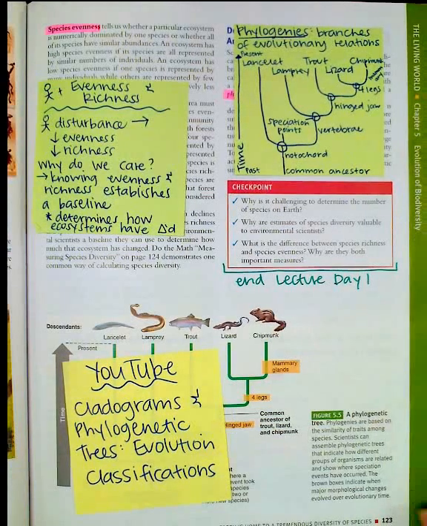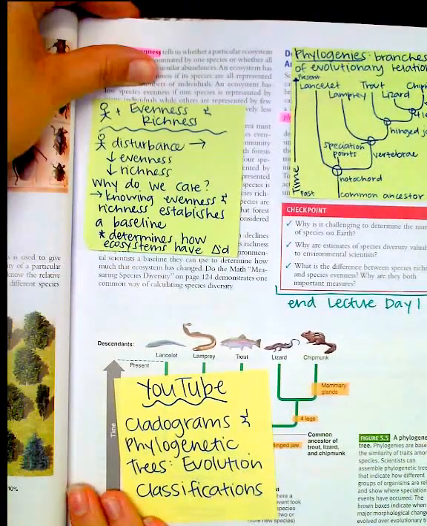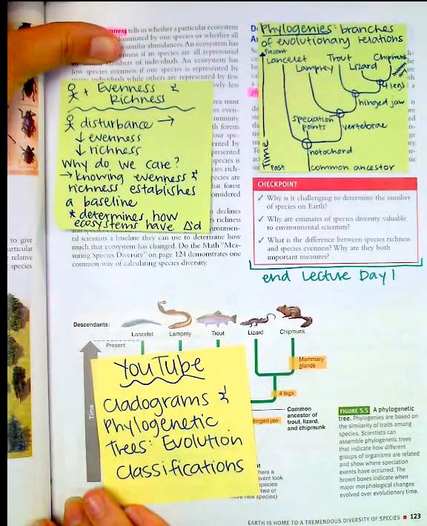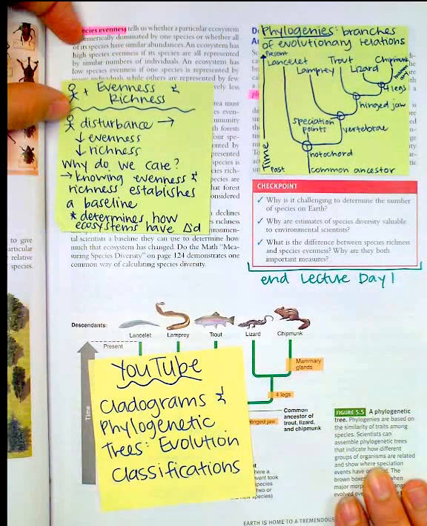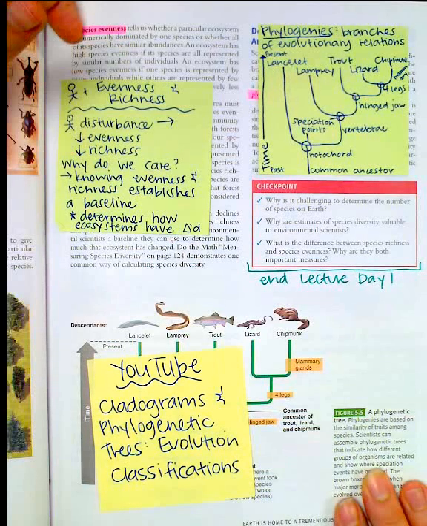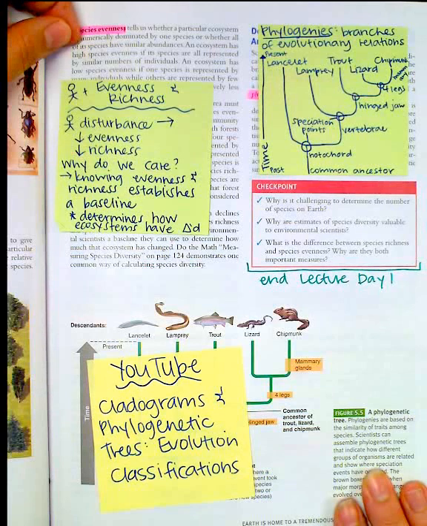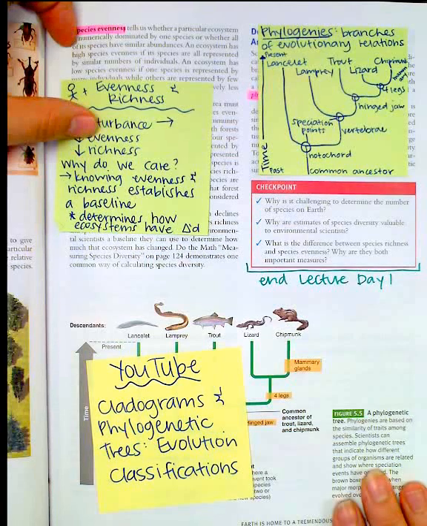Alright, last page. Now, what are we as humans doing to these measures of species evenness and richness? So what happens when we disturb an area? Usually we decrease the evenness and we decrease the richness. We like to cut down trees. We like to level out all the soil and build houses and parking lots, and all of those things are going to decrease the richness and decrease the evenness.